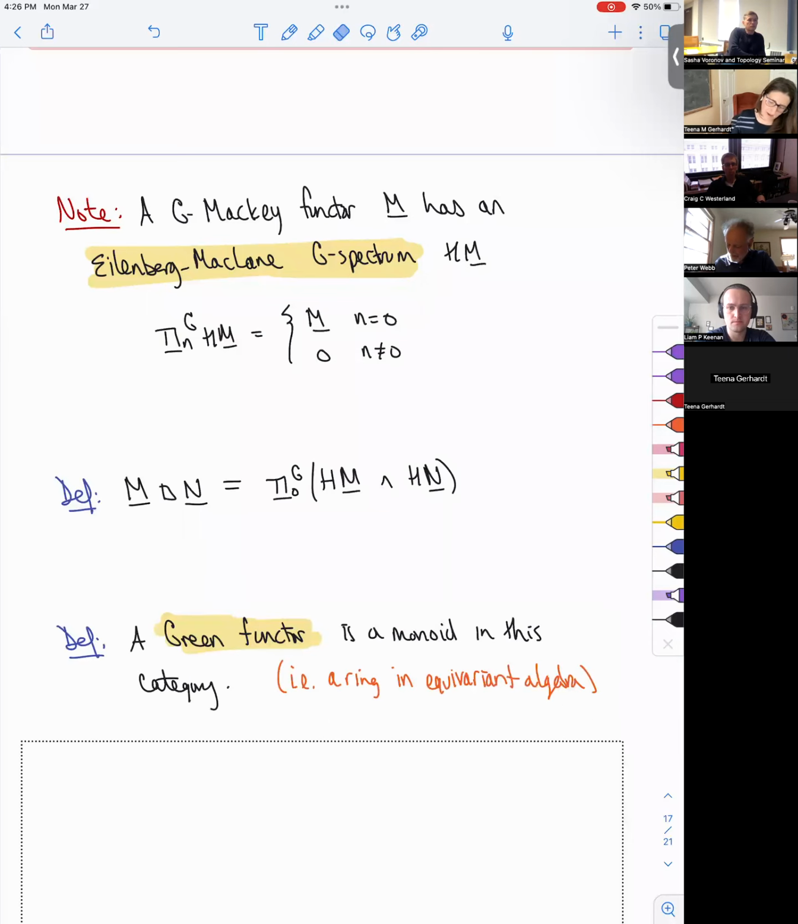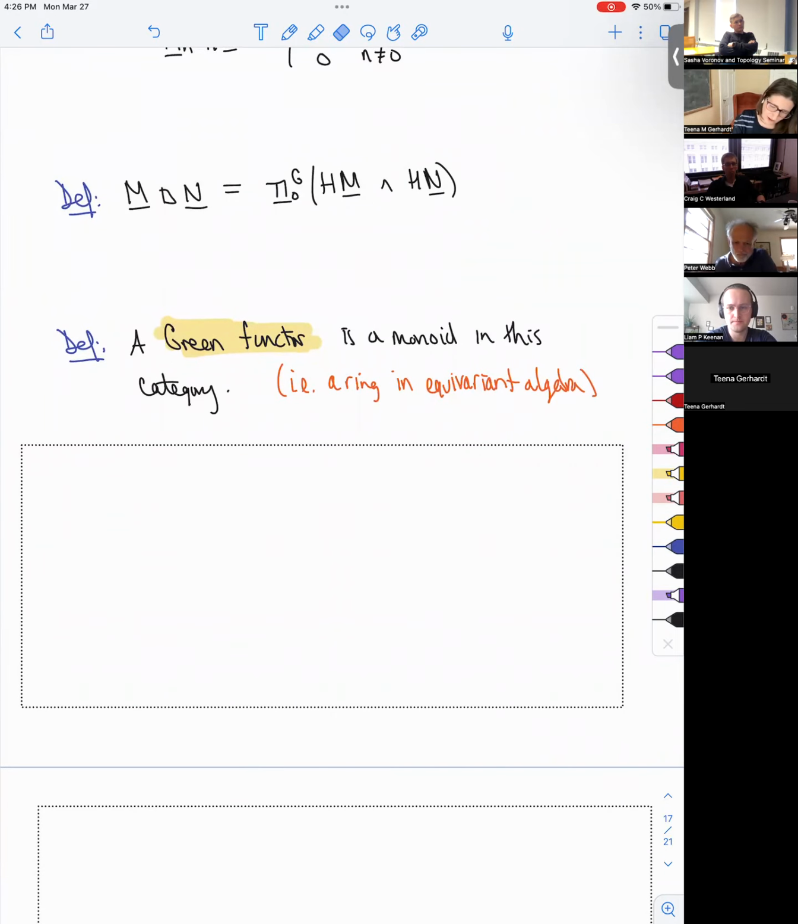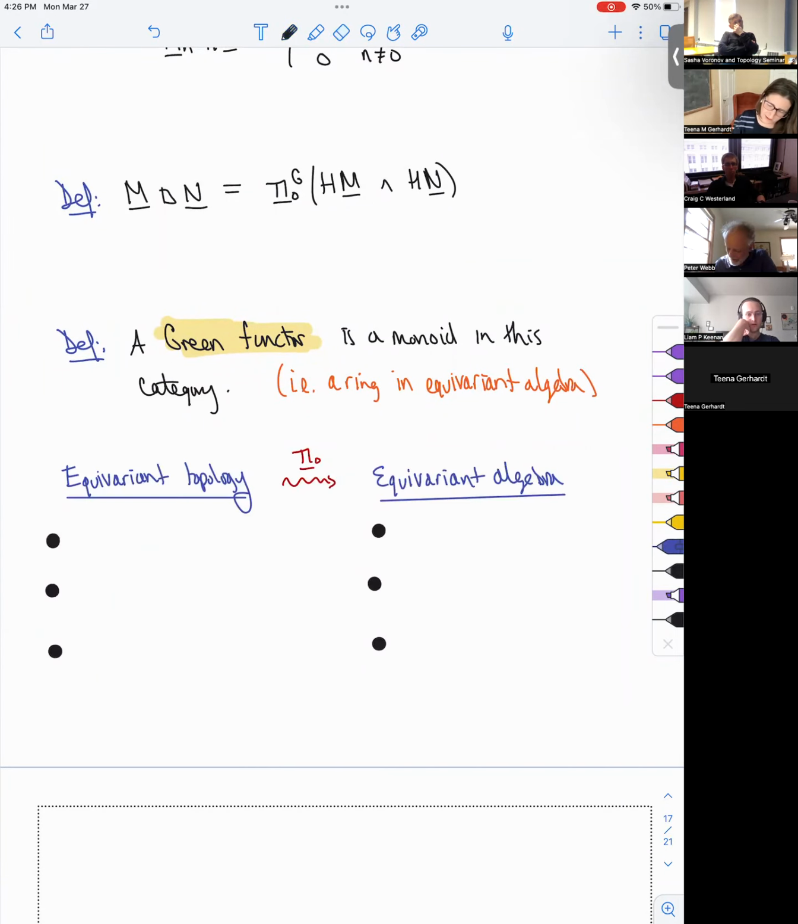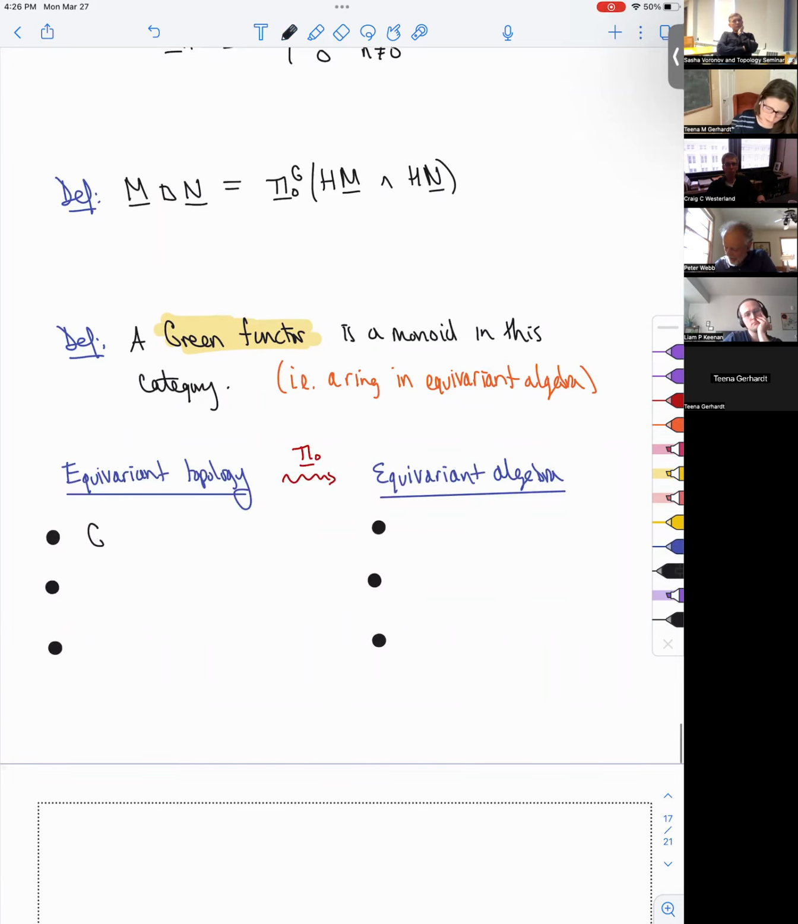And then I can look at monoids in that category. Monoids under the box product are called Green functors. So these are like the rings of equivariant algebra. Okay, so we have this translation between equivariant topology and equivariant algebra, where I said if you have a G spectrum and you take pi 0, you get one of these G Mackey functors. If you feed it a G ring spectrum and you take pi 0, you get a G Green functor.